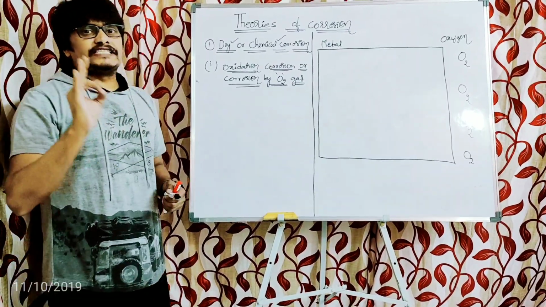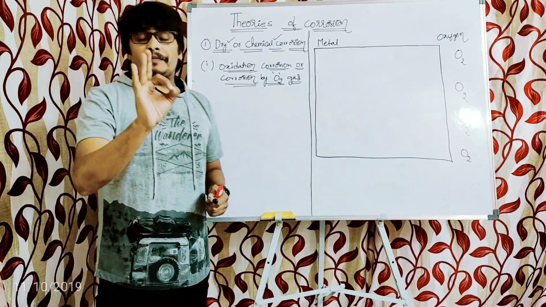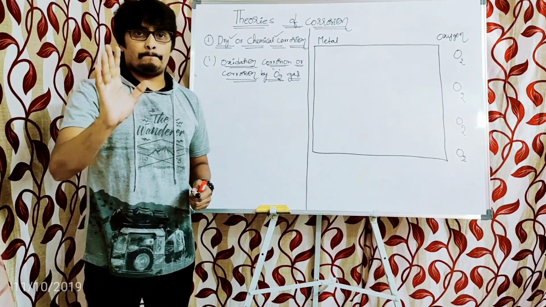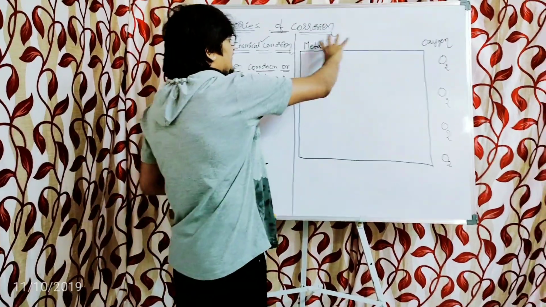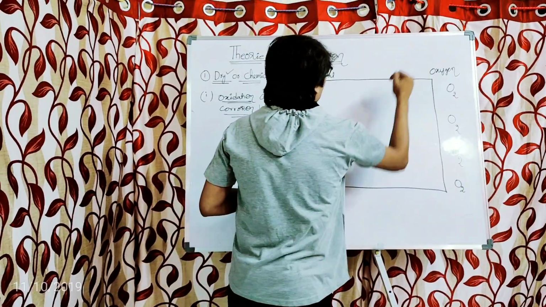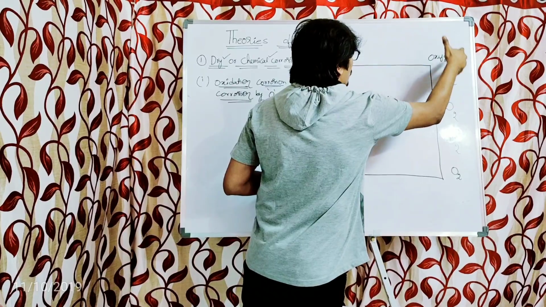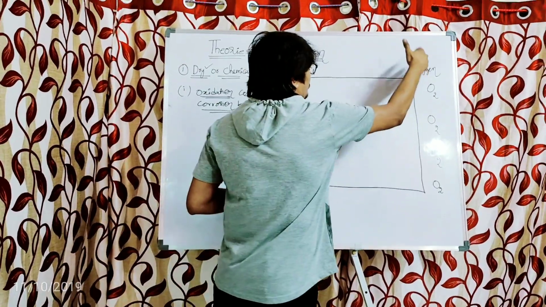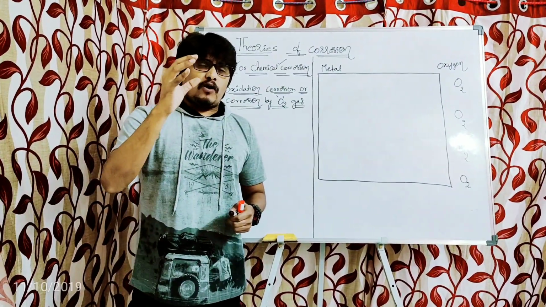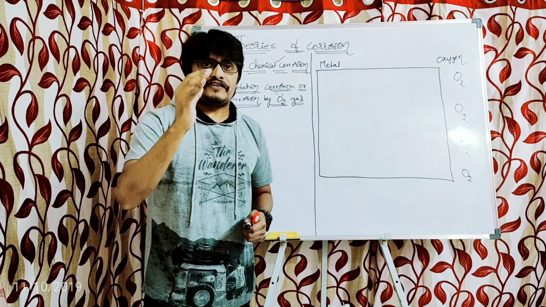Now let us discuss the mechanism involved in this oxidation corrosion, or corrosion by oxygen gas. Do remember that this is very, very important from the examination point of view. Let us say that this is one of the metals, and this is the surface of the metal. This metal is in an environment where the oxygen concentration is high. This is the oxygen.